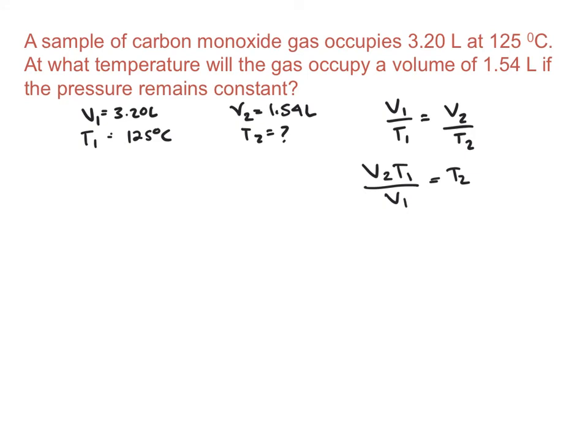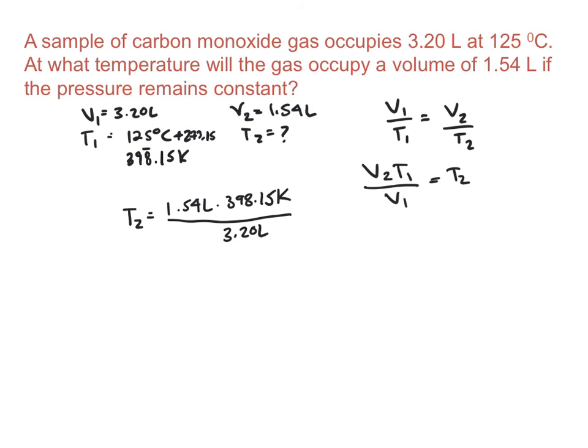Now that we've manipulated it, we're going to check our variables and make sure we're plugging everything in correctly. Of course we check our volumes, and the units of liters and liters match. We need to make sure our temperature is in Kelvin. Since it's not, we're going to add 273.15 to this value, and that's going to give us 398.15 Kelvin. Now we're going to plug this in.